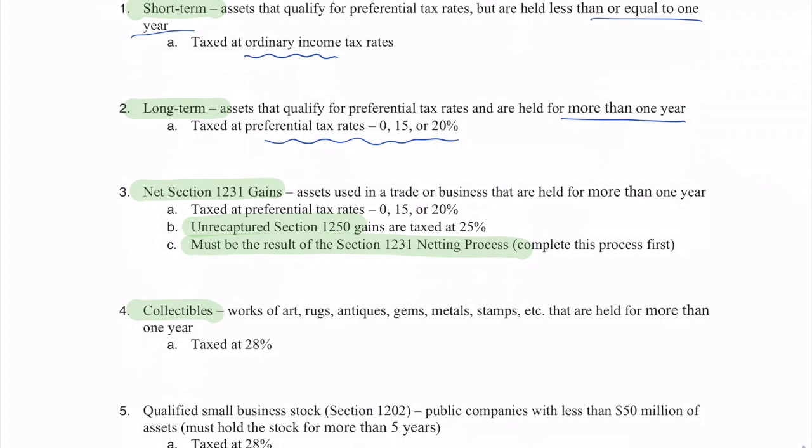We also have a special category of capital gains for collectibles, and these are taxed at a higher 28%. And then there's one final category, which is qualified small business stock. Sometimes this is called Section 1202 stock, and it's also taxed similarly to the collectibles at 28%.